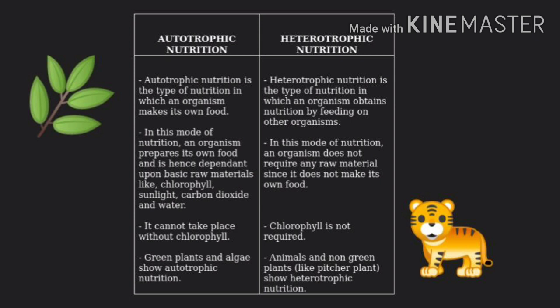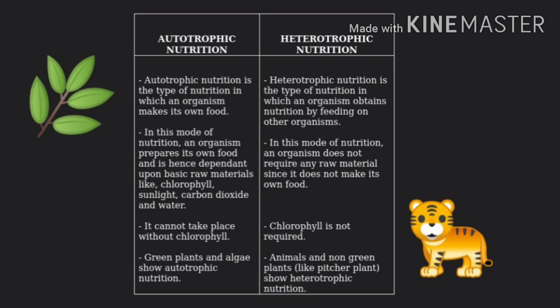The second difference is the organism prepares its own food and hence is dependent on only the basic raw materials like sunlight, chlorophyll, carbon dioxide, water, etc. So, in heterotrophic nutrition, the organism does not require any raw material because it does not make its own food, it depends on other organisms.